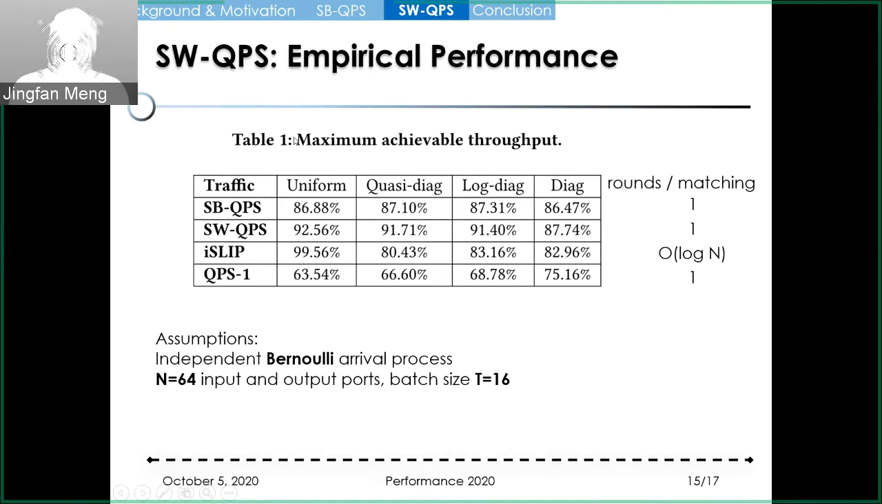This table shows the maximum achievable throughput of 4 schemes. From this table, we can see sliding window QPS achieves higher throughput than small batch QPS and QPS-1. It also achieves higher throughput than iSleep, except under uniform traffic. Although sliding window QPS only uses 1 round for each matching, iSleep needs all log n rounds to compute each matching. Here n is the number of input and output ports.